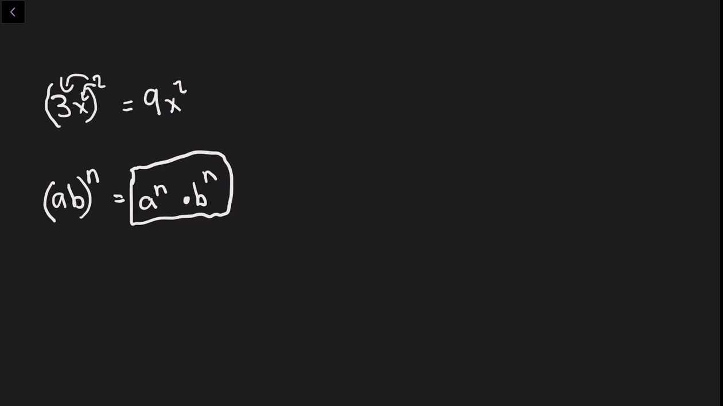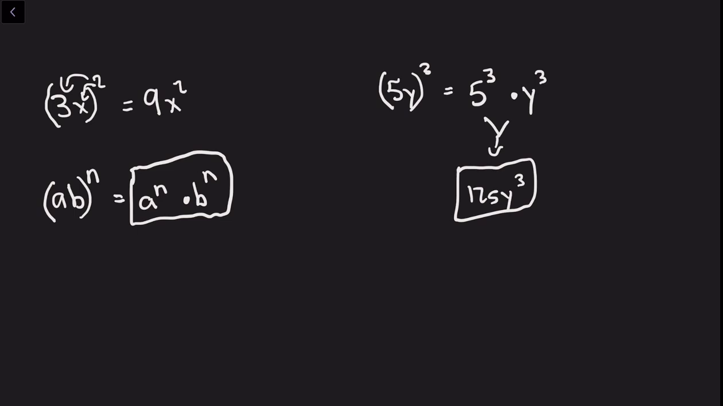So let's look at another example. If we have 5y all raised to the third power, we can rewrite it as 5 to the third power times y to the third power, which further simplifies to 125y to the third power. So we're essentially just going to distribute that charge to everything in the parentheses that it's affecting.